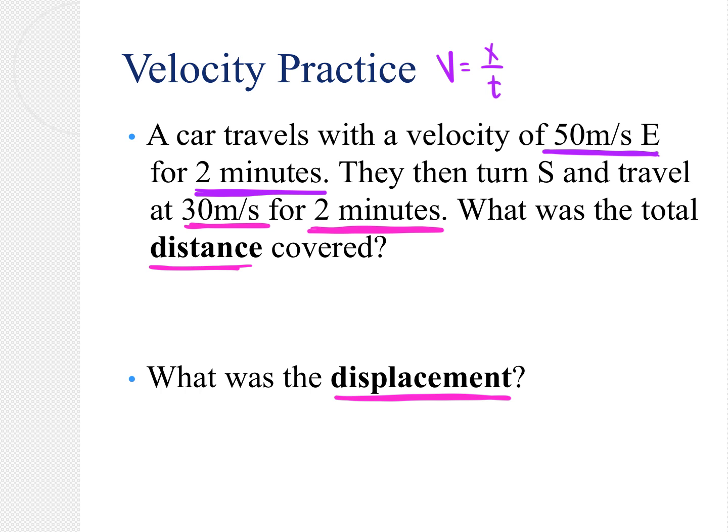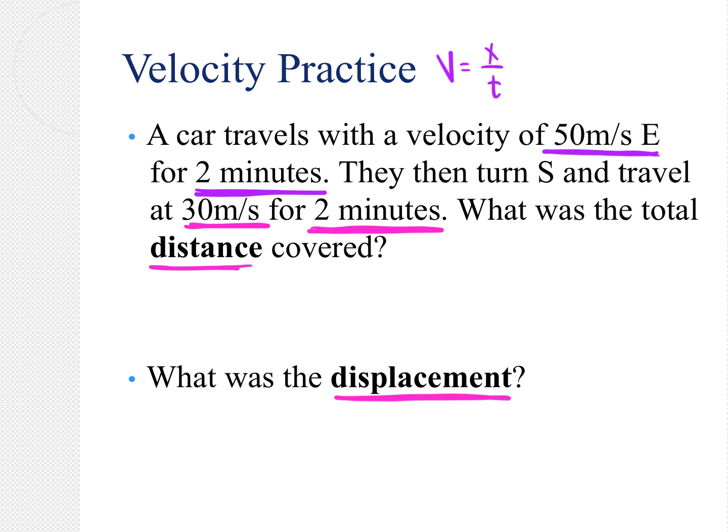So we're going to solve the first segment, which I'll have underlined in purple, when he's traveling east. It says 50 meters per second for 2 minutes. Do you see any red flags there? They don't match, do they? So we need our time to match the time unit of our velocity. So that means we need to convert that to seconds.